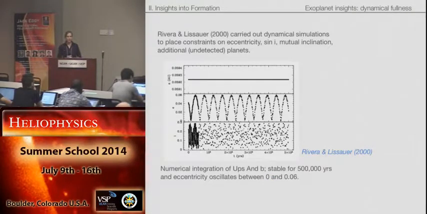Because these systems are packed, the planets feel the gravitational perturbations as they go around in their orbits, and they exchange eccentricity and angular momentum as they're going around in their orbits. So the numerical integrations show that the planets are stable, but the eccentricity is oscillating for the planets.